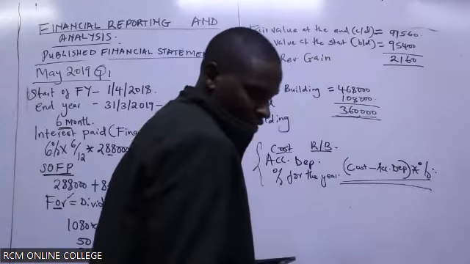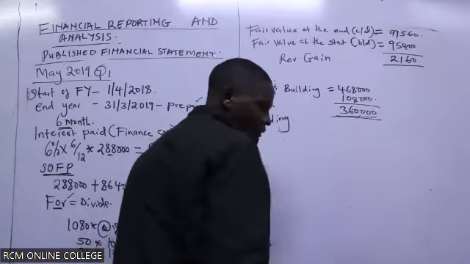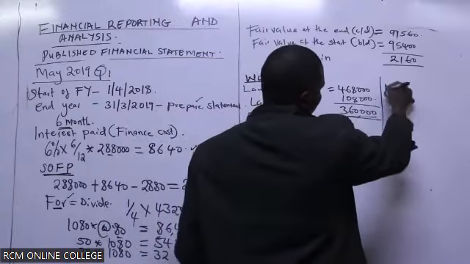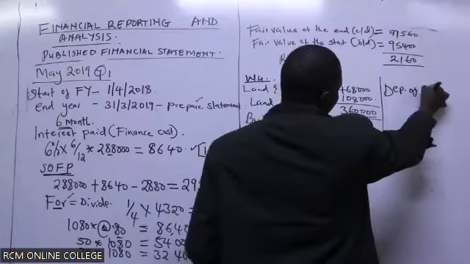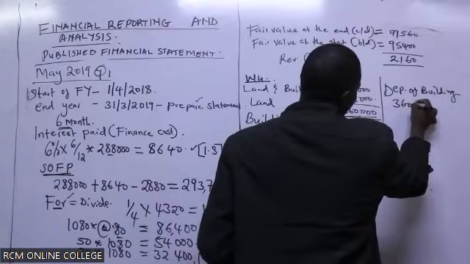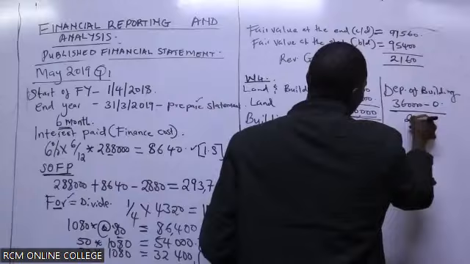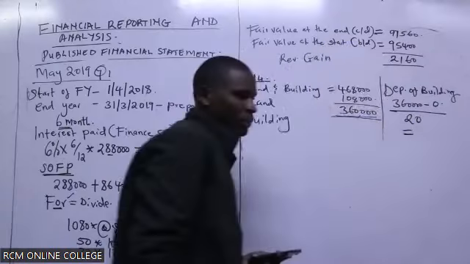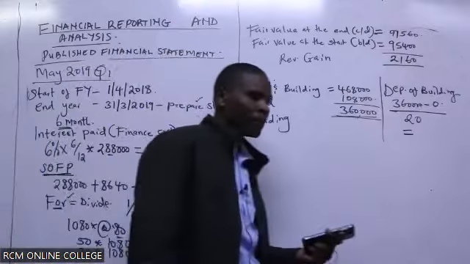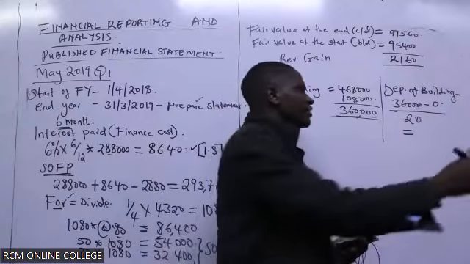But in this case, we are given the useful life of building. So for us, it's easier to compute the depreciation of building. It will be cost, which is 360,000, minus salvage, which we don't have, divided by 20. So what is the depreciation of our building? Wow. This is very interesting. What is the depreciation of our building? 18,000.